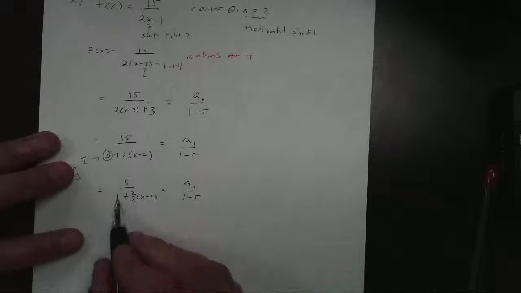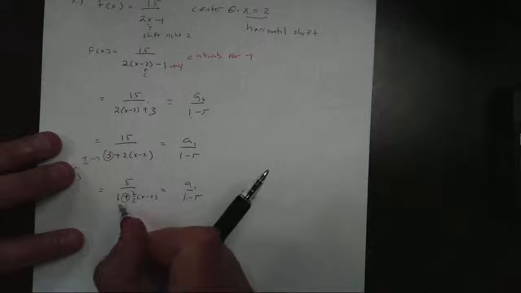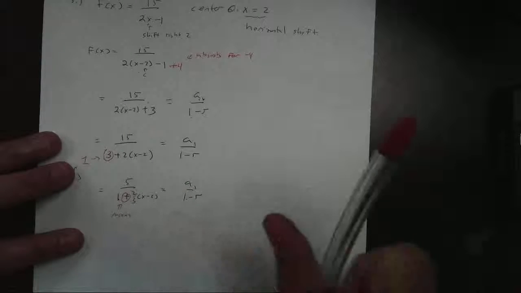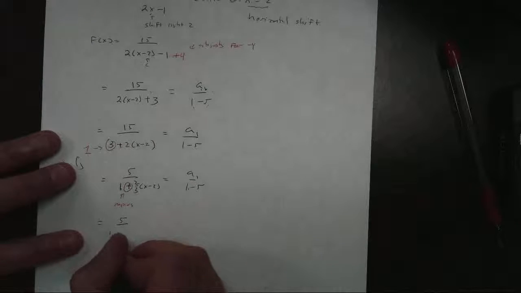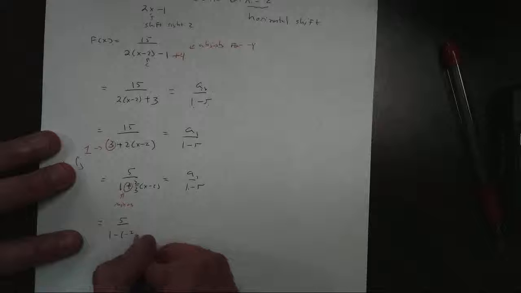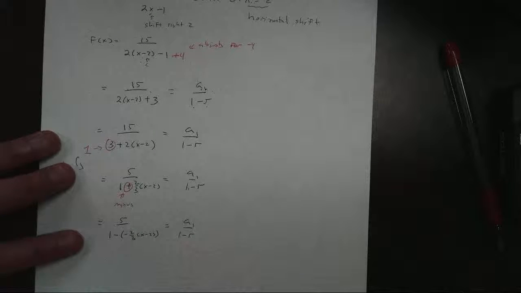So I got rid of that. That's a 1 now. Now the only thing I have to deal with is that this has to be a minus sign. And we did that in the last problem. That was pretty easy. So this becomes 1 minus a negative 2/3 x minus 2 equals a sub 1 over 1 minus r.